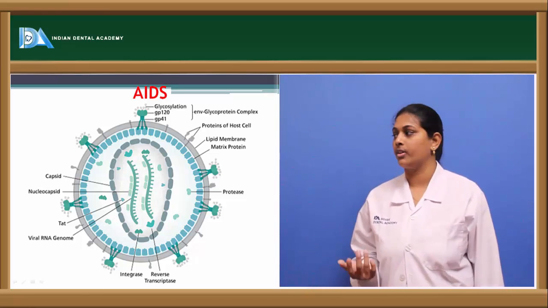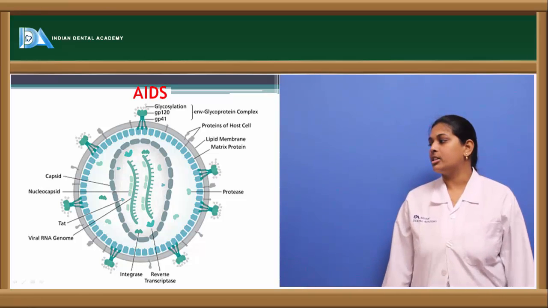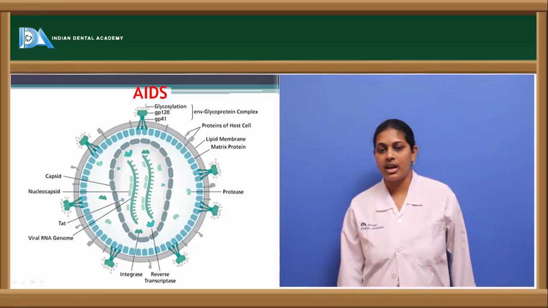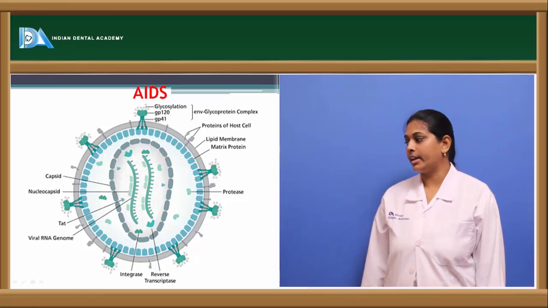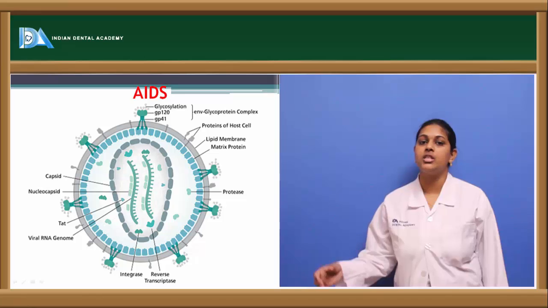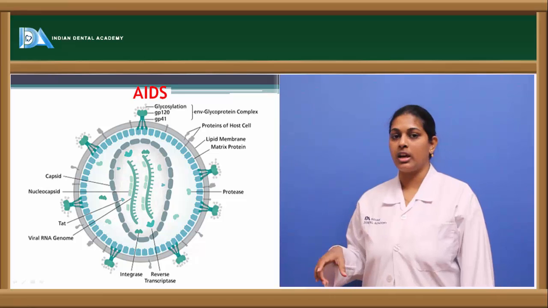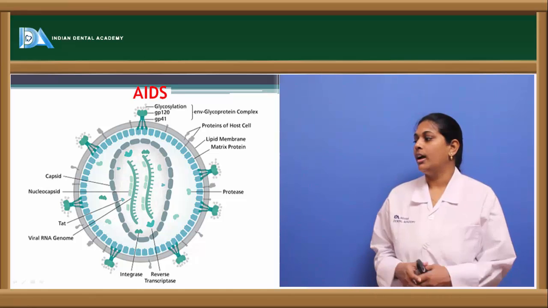This forms the outer layer lipid membrane, whereas the inner lipid membrane is derived from the virus itself. Other than that, we can see the presence of matrix proteins and certain enzymes known as proteases and reverse transcriptase, which is encoded by the POL gene, and this gene helps in the formation of an identical strand of DNA from the host genome. The other enzyme is integrase, which helps in integration of the viral DNA and RNA into the host DNA genome.